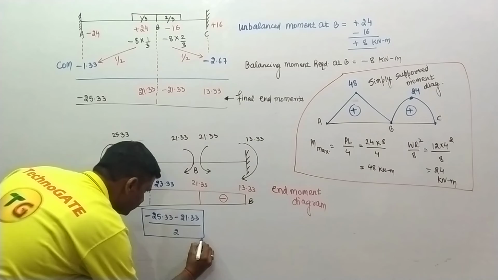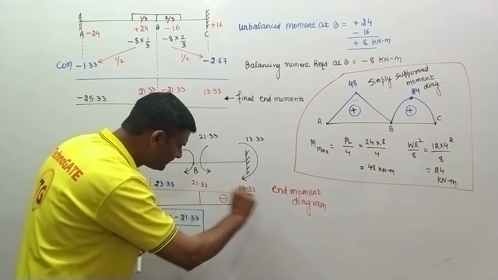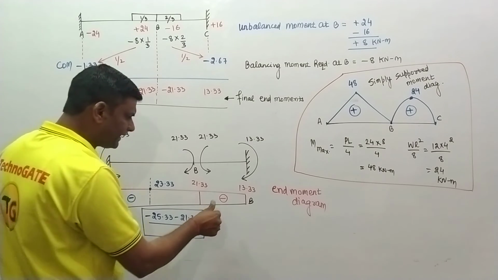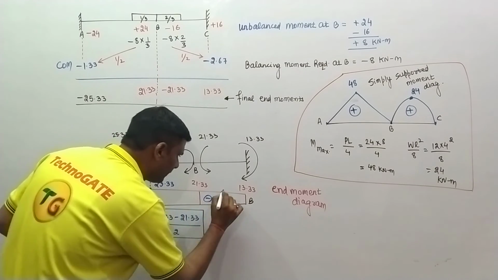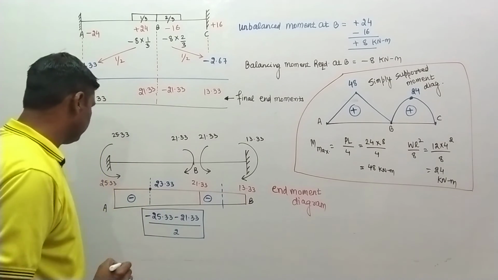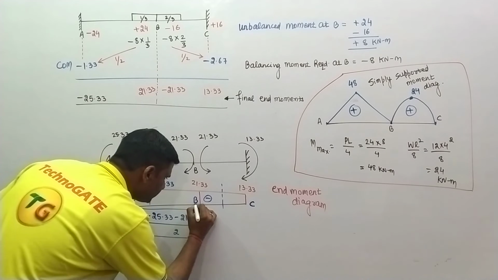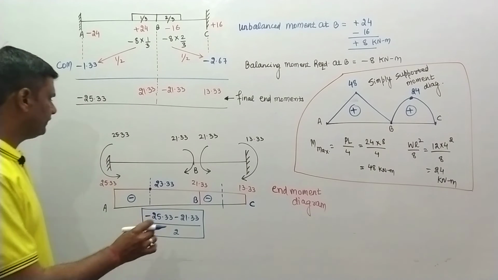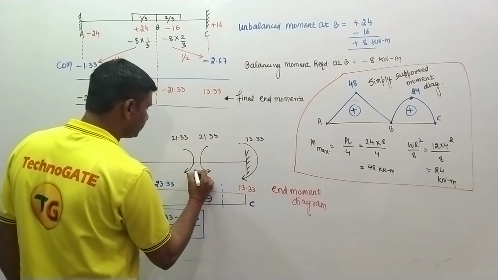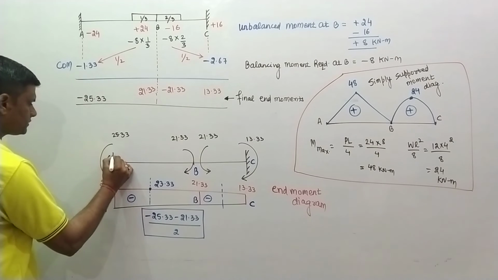Because of the linear variation, this value is there. Okay, now also here the linear variation is there. It means we can also calculate the value of the average moment at the center of span BC. This is B, C, this is A.